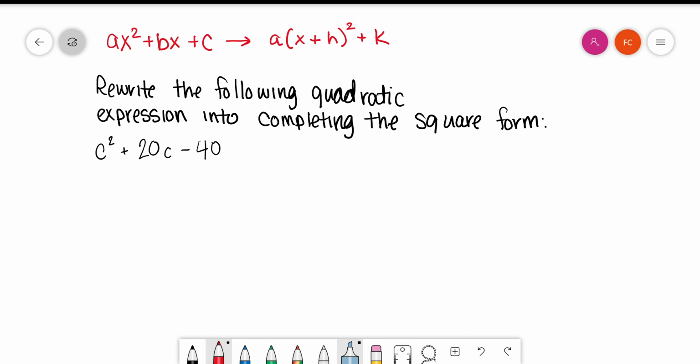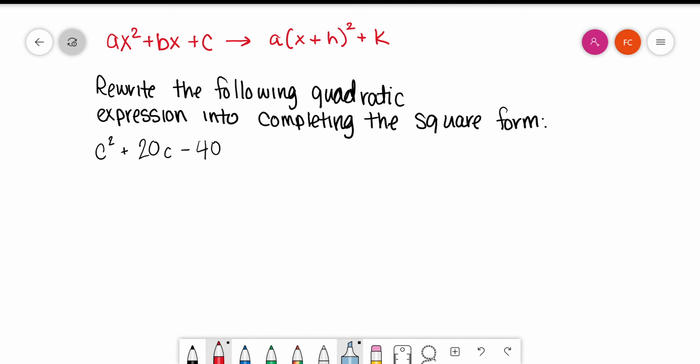All right, so we're going to do another example. In this example, it says rewrite the following quadratic expression into completing the square form. So it's currently c squared plus 20c minus 40. It is in standard form. We want to rewrite this into completing the square form.